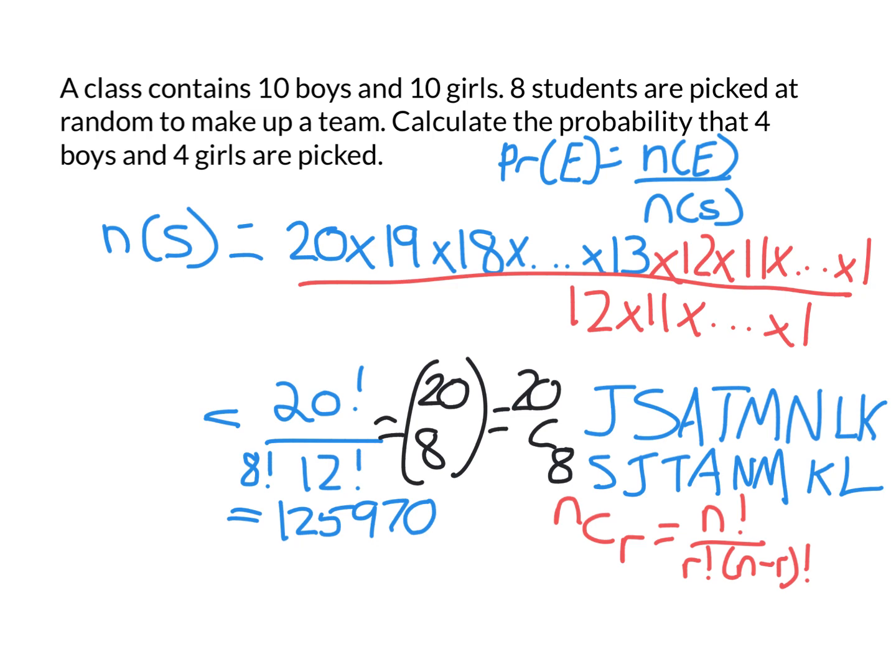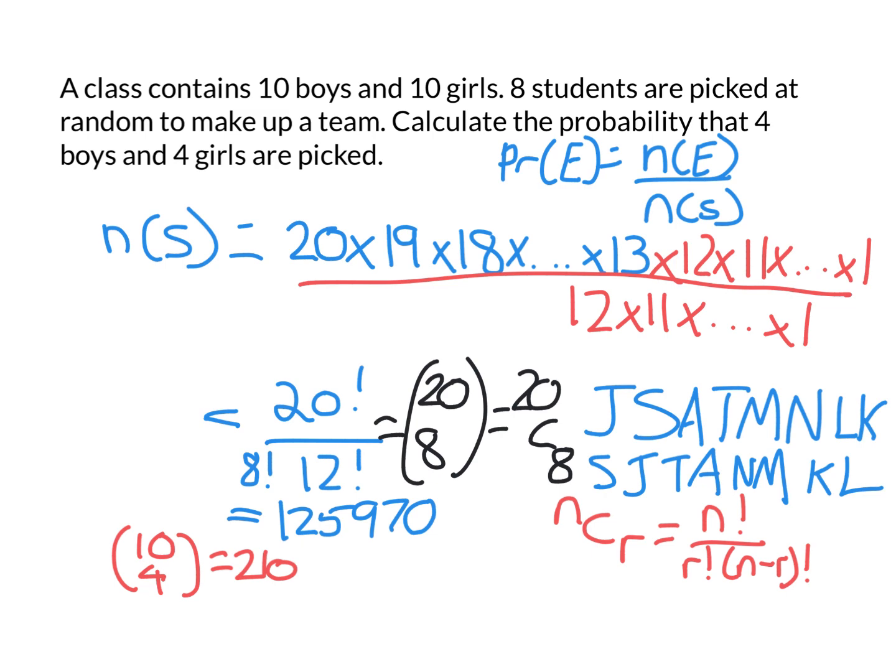A probability question. We've calculated the total number of outcomes. How many ways can you pick 4 boys from a group of 10? Well, that's just simply 10 choose 4 or 10C4. So you can put this on your calculator, 10C4, or you can go 10 factorial over 4 factorial times 6 factorial. Either way, you get 210.